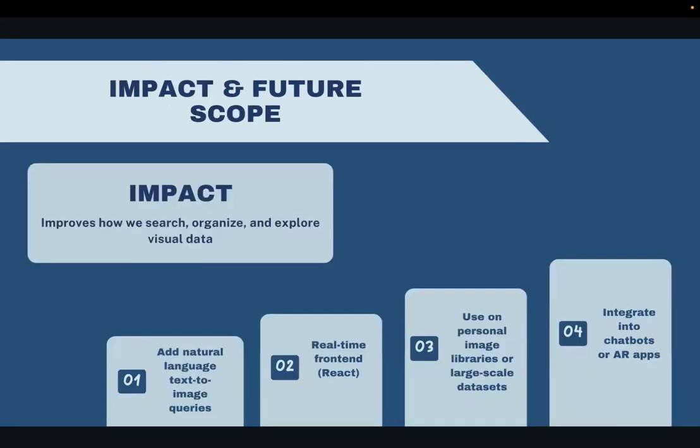In future, we want to add natural language search. And a real-time front end, since with Streamlit we won't be deploying completely. So a good front end with React can help deploy our project without any backend needed. We can also use this on personal photo libraries or even massive datasets, and also integrate into chatbots or augmented reality apps.